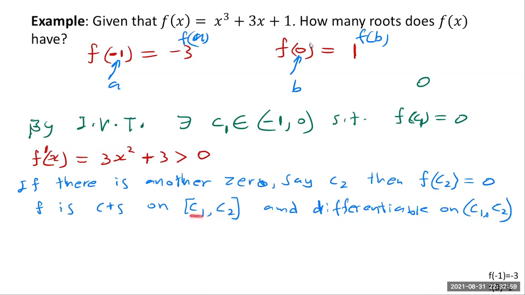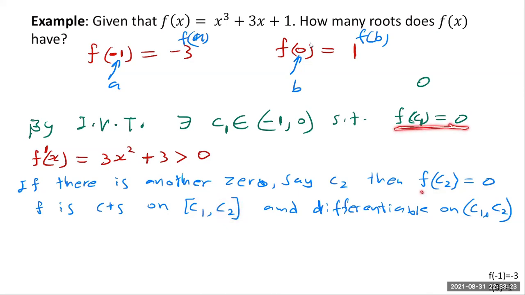By the way, here when I write C1, C2, I'm assuming that C2 is bigger than C1. But if it is not, you can always switch these two numbers. Instead of C1, C2, you write C2, C1, and then you keep up with the proof. Let's assume that C2 is bigger than C1 without loss of generality. Now I can apply Rolle's theorem.